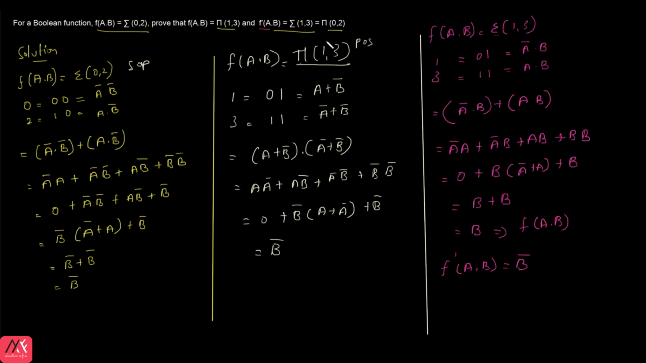Similarly, if you solve for f of a, b or f dash of a, b, maxterm 0, 2, it will come to b bar. Try to solve this last part and put your answers or your doubts in the comment section.